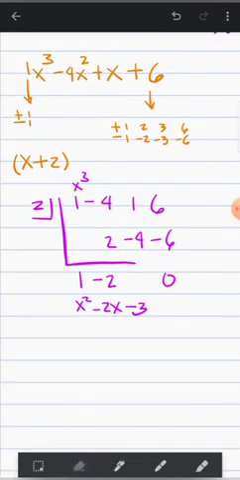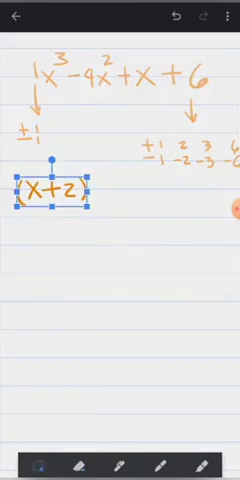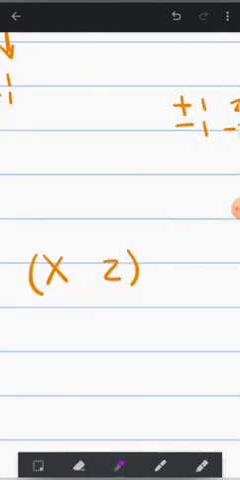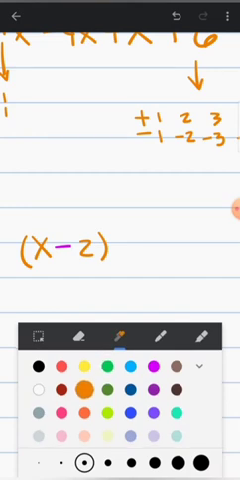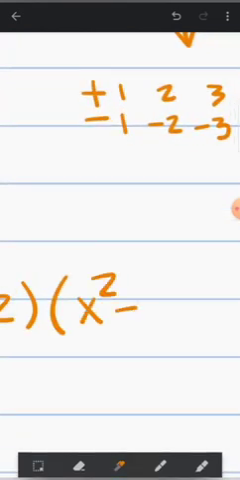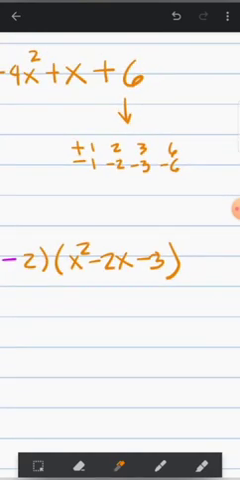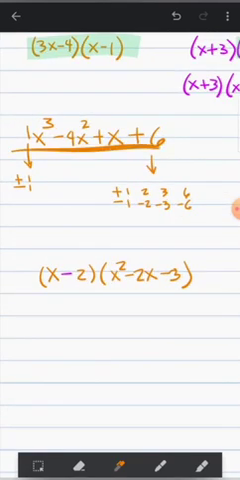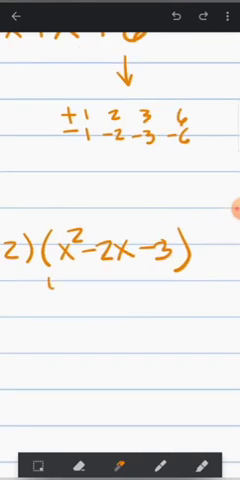So our factors are x minus 2 times x squared minus 2x minus 3. So this is it. That's how we get the factors of polynomials that can be factored by grouping. And if you want, you can still factor this out, I guess.